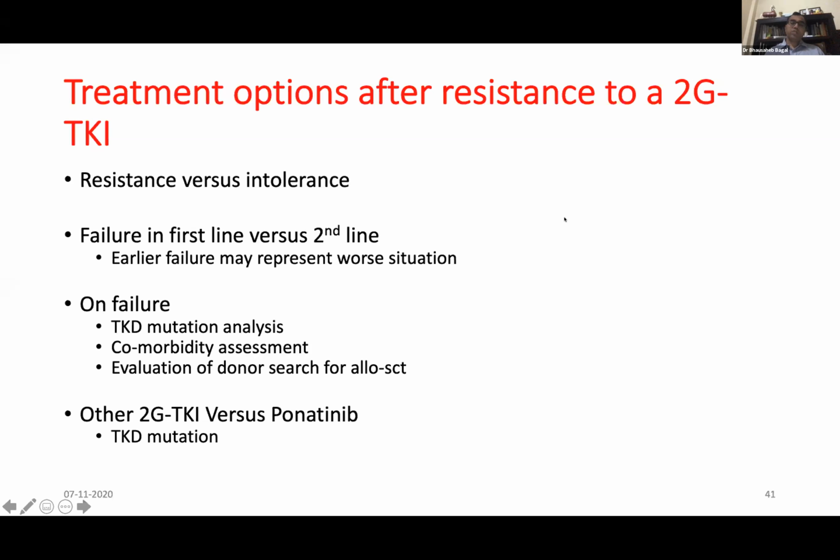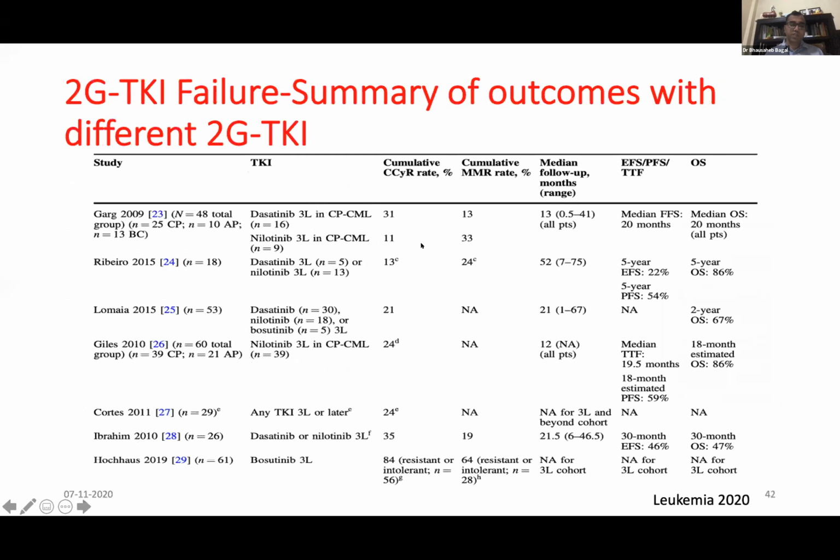On failure, we also need to understand what mutation the patient has developed, what comorbidity the person has, and what the prospect of allogeneic stem cell transplant is whenever we assess second generation failure. And there is a question of using the other second generation TKI, so that may be nilotinib or dasatinib depending on what you have used, versus a third generation TKI, ponatinib, and probably a TKD mutation analysis will help us, and we'll see some of the data to this effect.